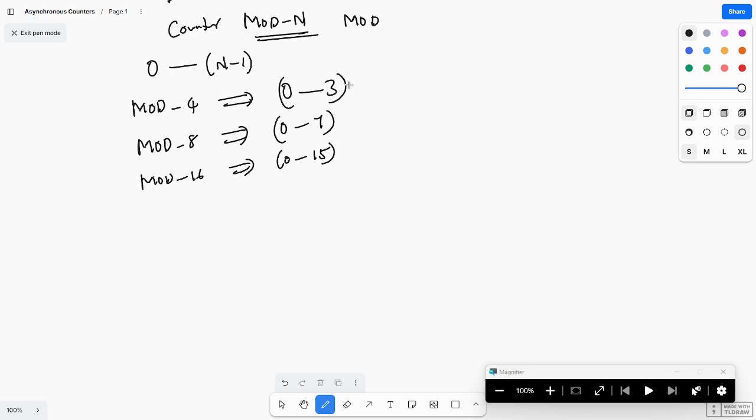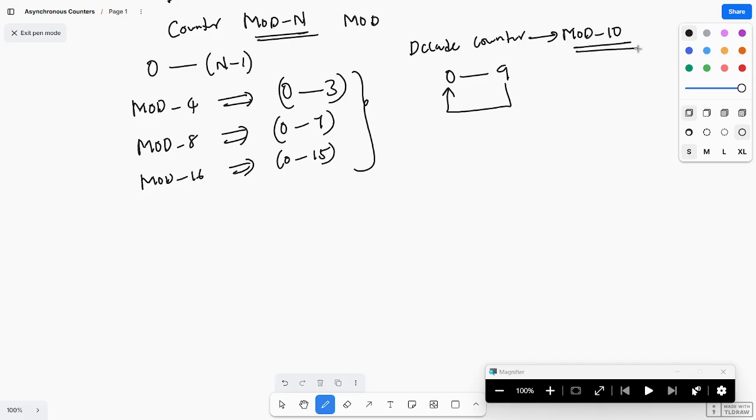Suppose you want to design a decade counter. Decade counter means, it will count from where to where? A decade counter is nothing but a mod 10 counter. Why? Because a decade counter counts from 0 to 9, and after that it comes back to 0. From this I can understand this is a mod 10 counter.